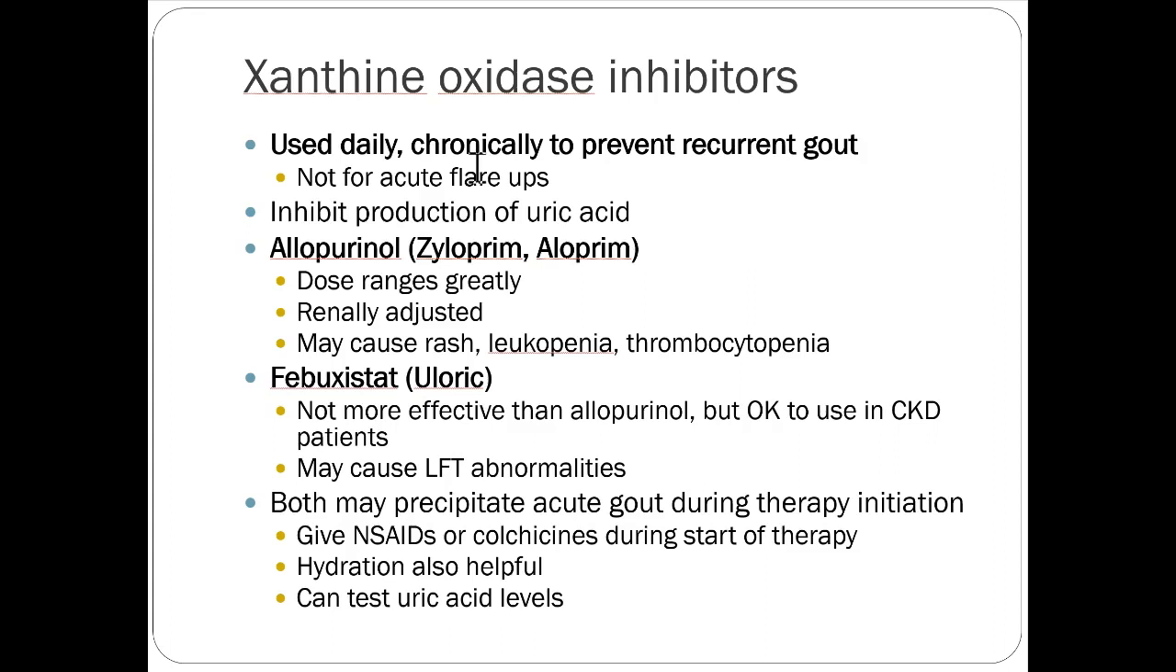Xanthine oxidase inhibitors, there are 2 on the market. They're used daily chronically to prevent recurrent gout flare-ups. They aren't going to be helpful, again, during an acute flare, but certainly chronically they can be helpful, and they inhibit the production of uric acid, ultimately, is what they do here. Allopurinol is the old drug here.